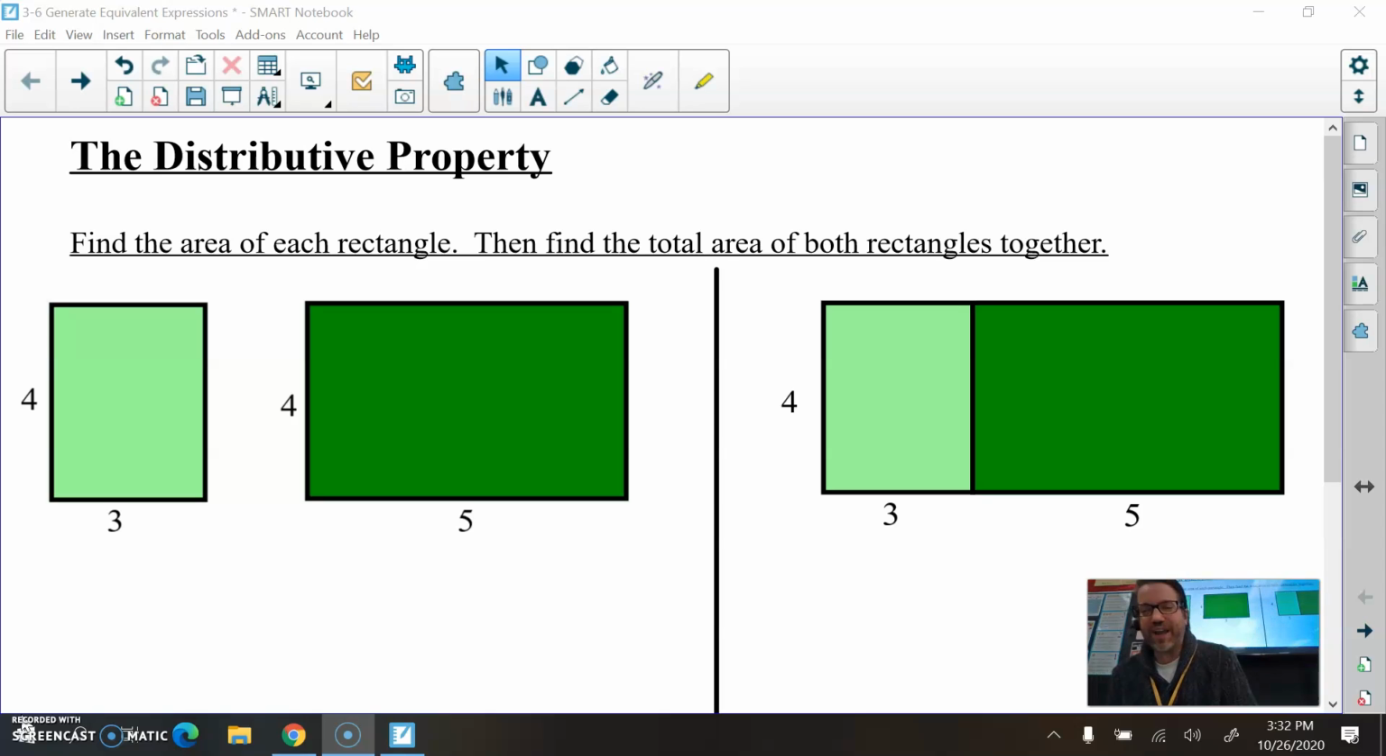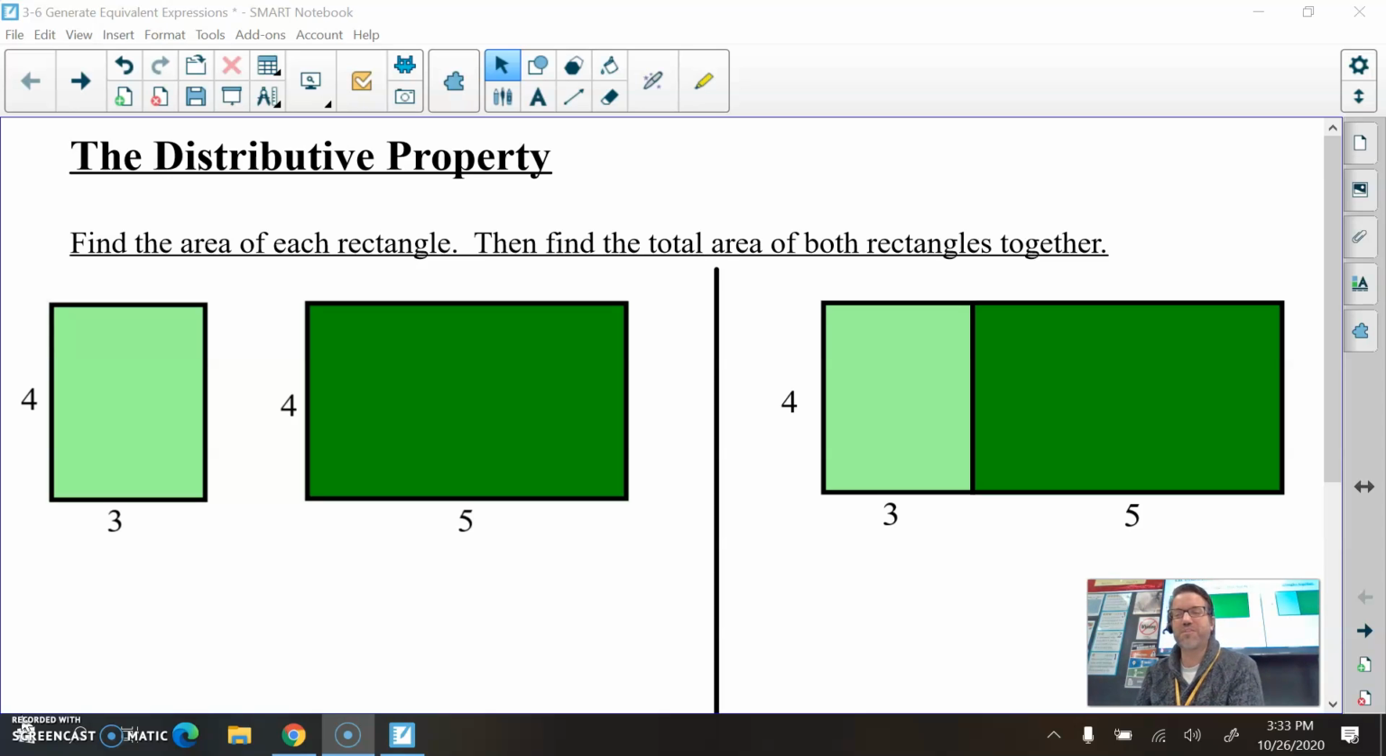Okay, and I'm pretty excited actually for this section because we get to talk about my absolute favorite math property. We've already talked about the commutative property and the associative property. We talked about the identity property, but the distributive property is my absolute favorite. I use it all the time to do math mentally, and it saves me a lot of time not having to do everything by hand, paper, pencil, or having to use a calculator. So I really like the distributive property.